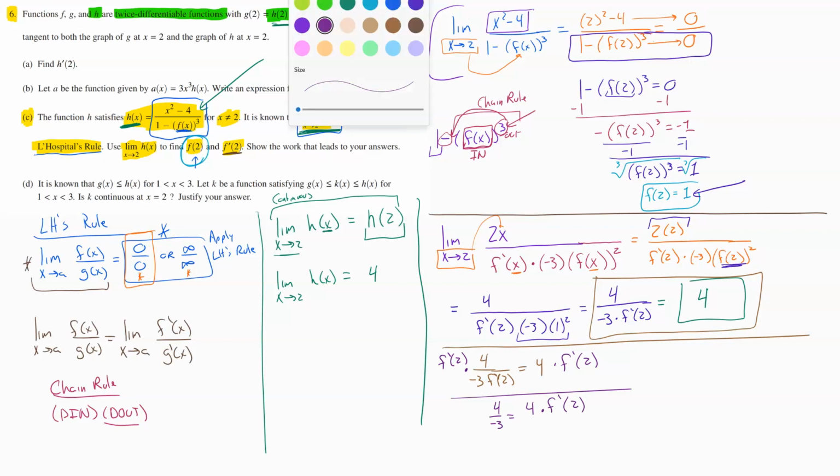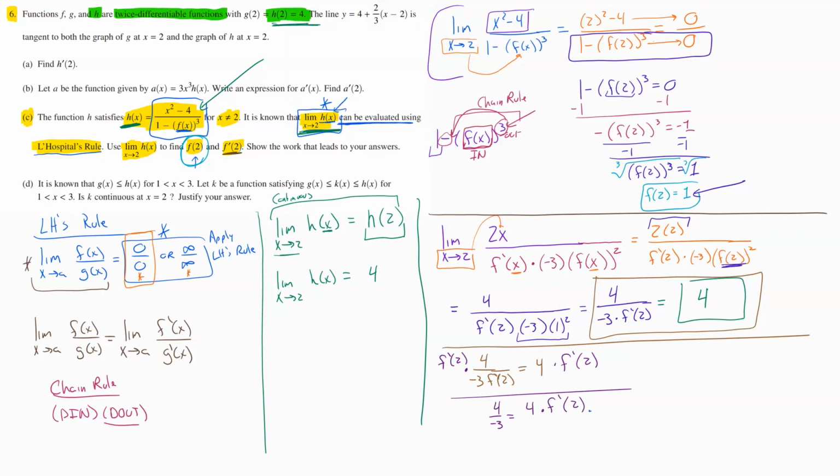And now I need to cancel out that 4. So I'm going to multiply both sides by 1/4. And what I can see is this 4 on bottom is going to cancel with that 4 on top. That's going to leave me 1 over negative 3, or negative 1/3, has to equal f prime of 2. And that's the last piece of the puzzle here.